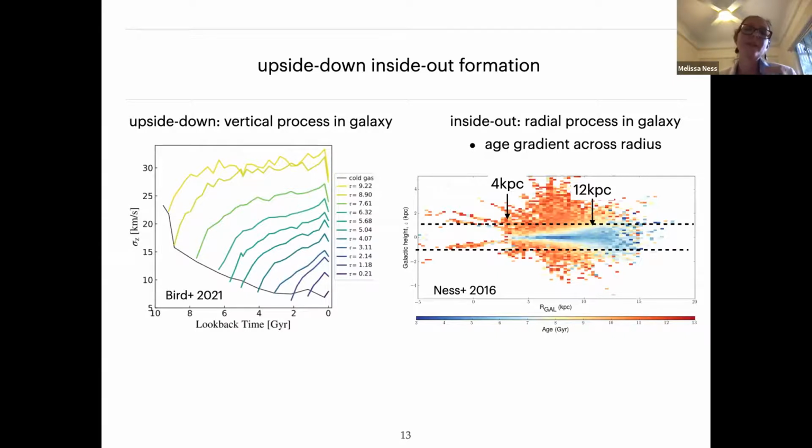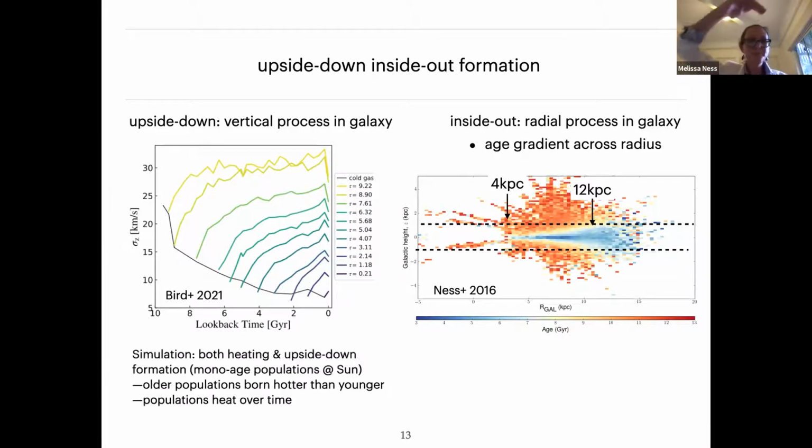And this is summarized in this figure from a really nice paper from John Bird that came out a little bit earlier this year. The x-axis is showing the look-back time of stars, the y-axis the vertical velocity dispersion, and what's being shown is mono-age populations, older to younger populations as you go down on the figure.